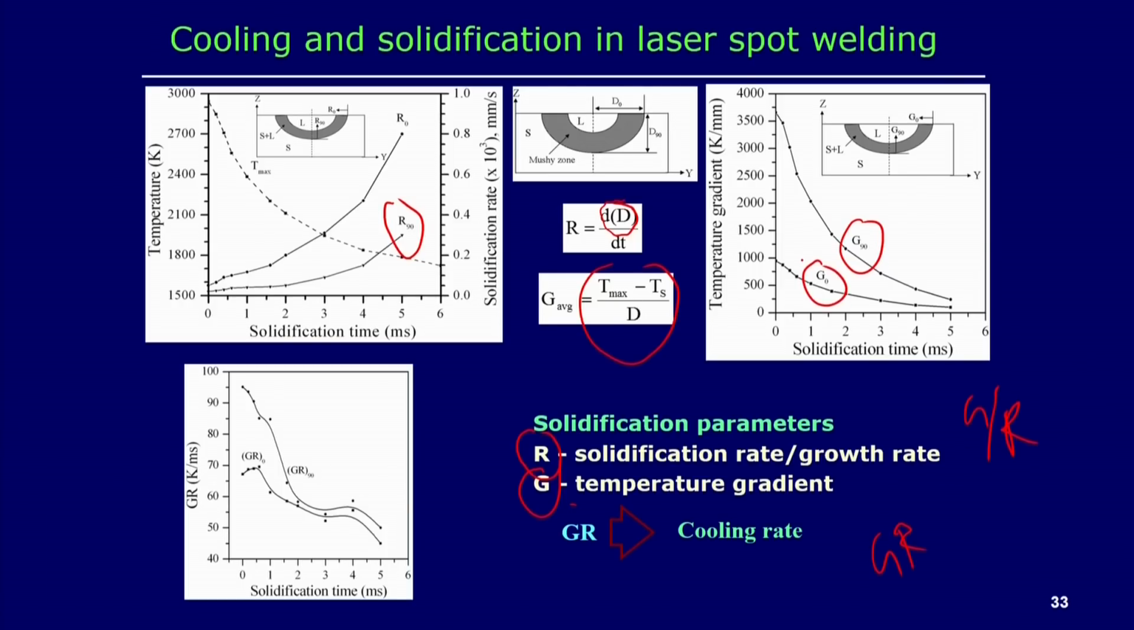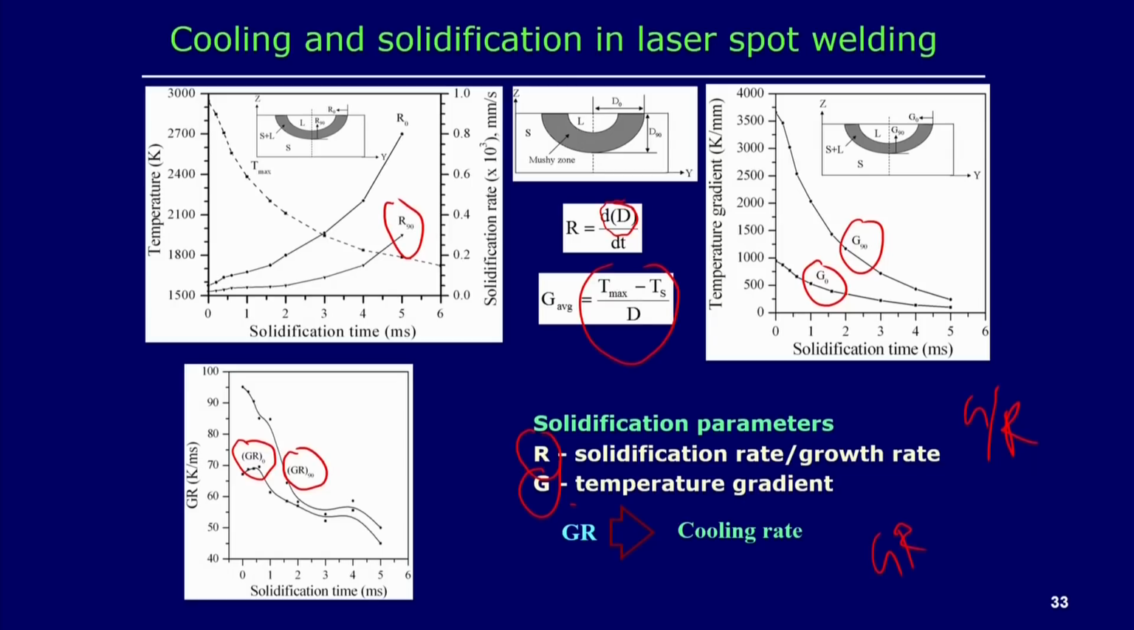So, the variation of the G90 from a very high value to a low value happens in case of laser spot welding along the depth direction as compared to the width direction. Here, if we estimate the cooling rate at 90 degree and at 0 degree, 90 degree means along the depth direction, the variation of the cooling rate is more as compared to the variation along the width direction in case of laser spot welding.